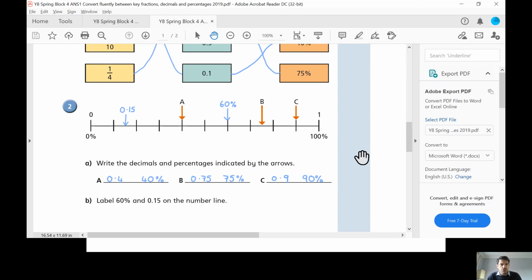Okay, the answers to question 2 are there in front of you. 0.15 is halfway between 0.1 and 0.2. 60% is 6 out of 10.